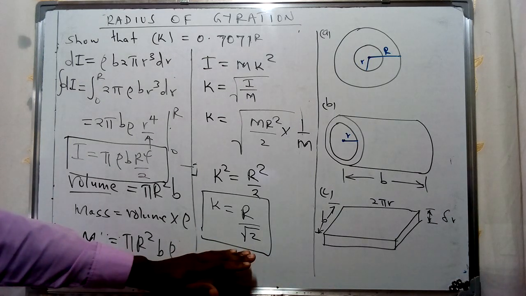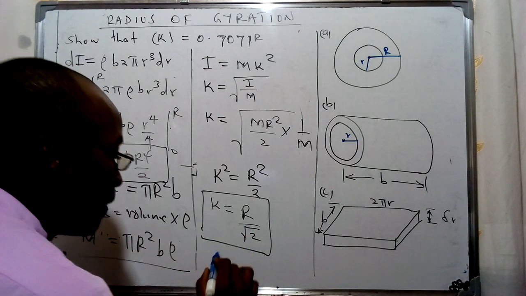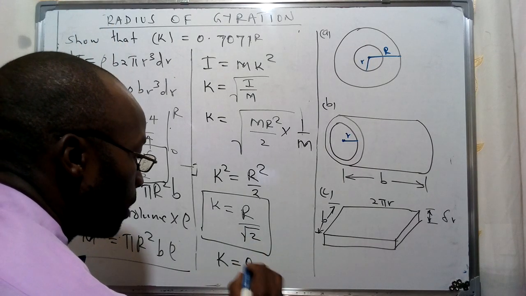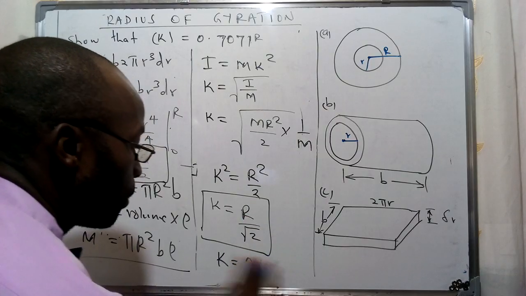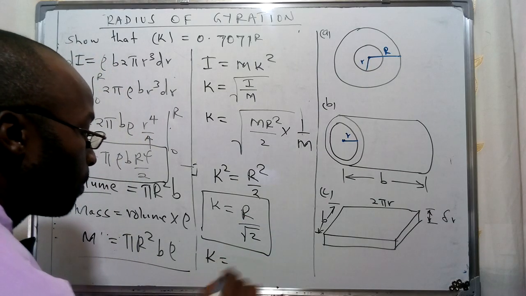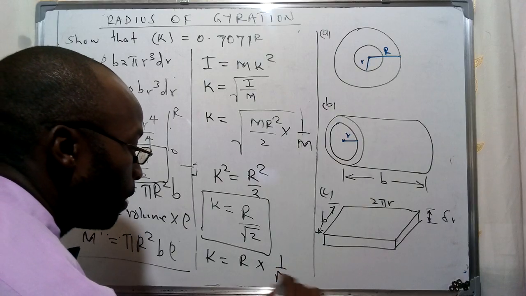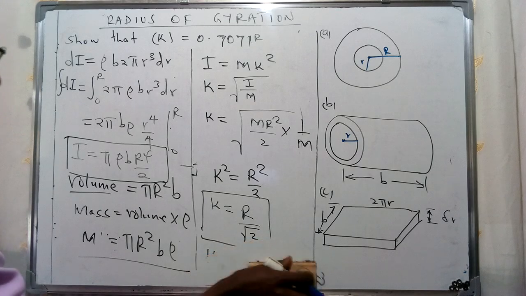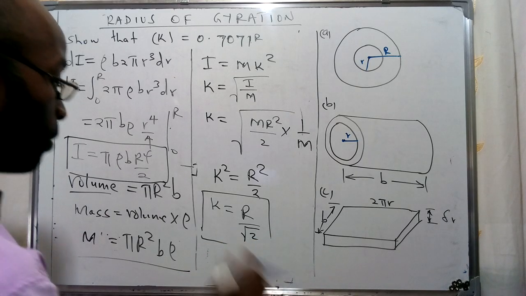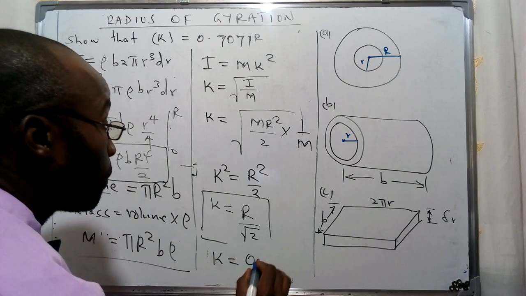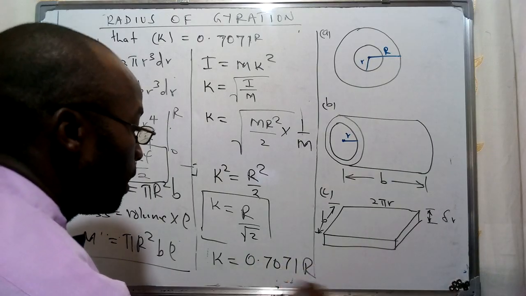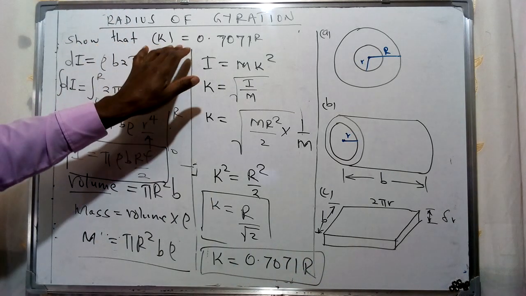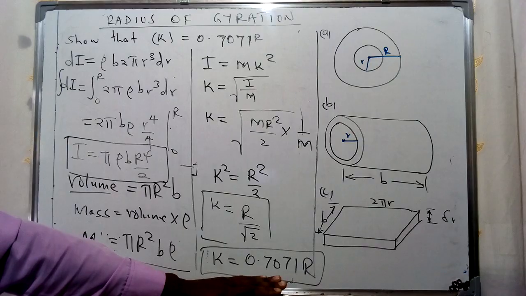So in this case, we are going to do an evaluation of this one. From evaluation, this is given as the root of 1 over 2. So basically, it is like the product of r times 1 over the root of 2. This gives us the value of 0.7071. So k is equivalent to 0.7071 r, and that forms our representation of the radius of gyration shown by this specific evaluation.